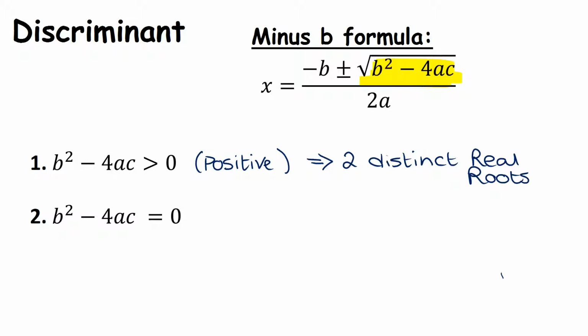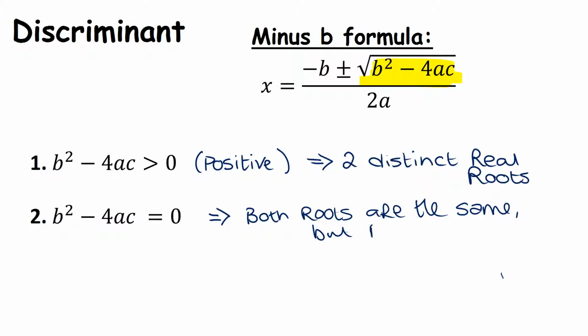When b squared minus 4ac equals 0, remember this bit here in the minus b formula disappears. So what happens here is both roots are the same, but they are real. So they will be real roots, but they'll both be the same. So it looks like we've only one root, but we know that a quadratic has to have two roots.